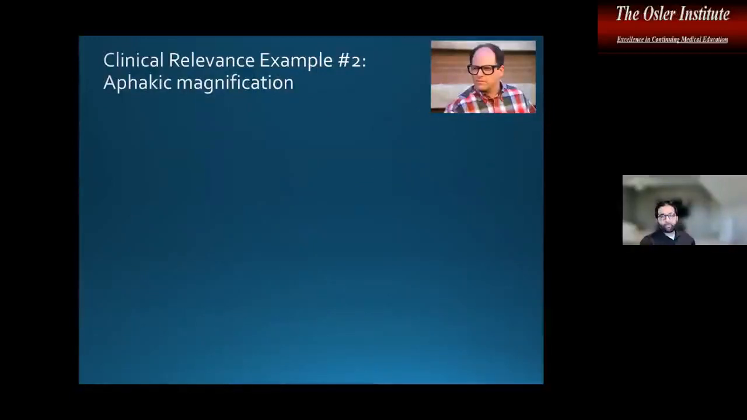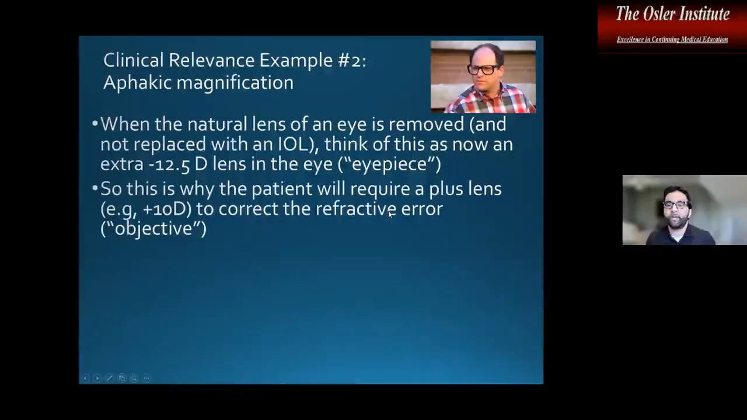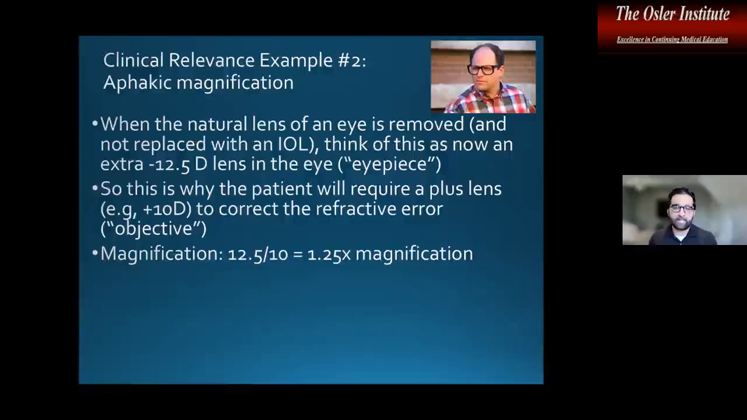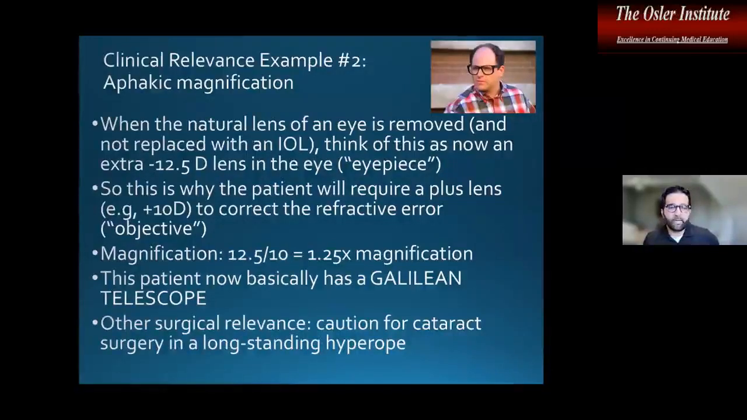Aphakic or a high hyperope magnification. When the lens is removed and not replaced with an IOL, basically the patient has extra minus power inside the eye. And then when he or she wears glasses outside the eye, it's going to require a plus lens. So they have a minus lens inside the eye, plus lens outside the eye. They've now basically gotten a Galilean telescope. For example, if you have somebody who's a plus 10 aphakic lens outside the eye, minus 12 extra power inside the eye, they're going to look at the world with a 1.25x magnification, primarily because they have a Galilean telescope. Again, you're like, why do I care about this?